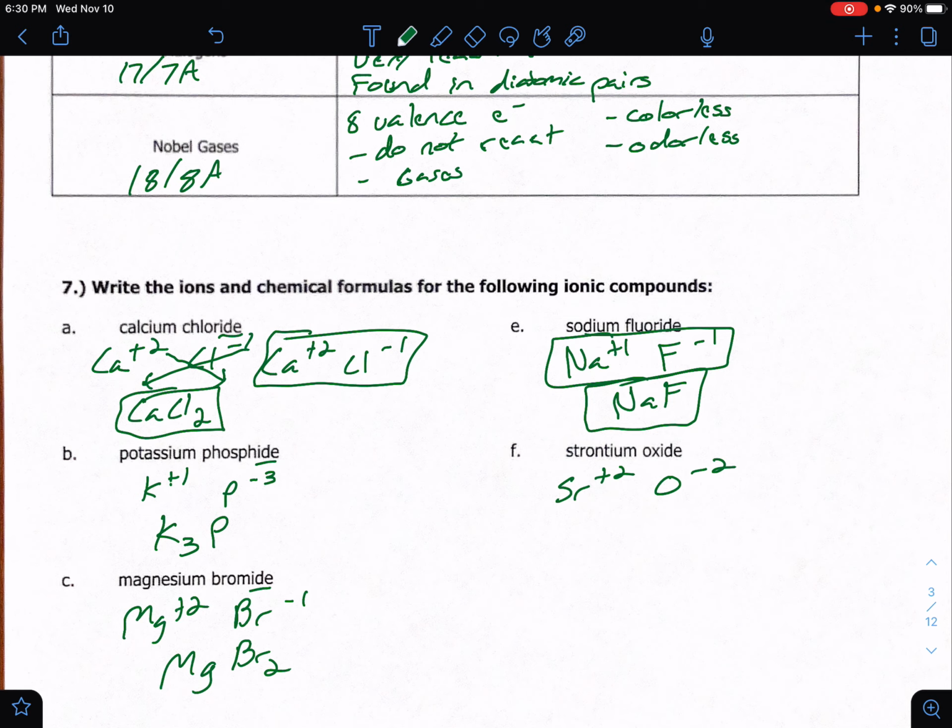If you did do the crisscross, and you wrote Sr2 and O2, that would be incorrect because I don't need 2 of each. If you can simplify it, go ahead and simplify it. Since both of them share 2, just reduce it. So this would be SrO. That would be your correct answer there.